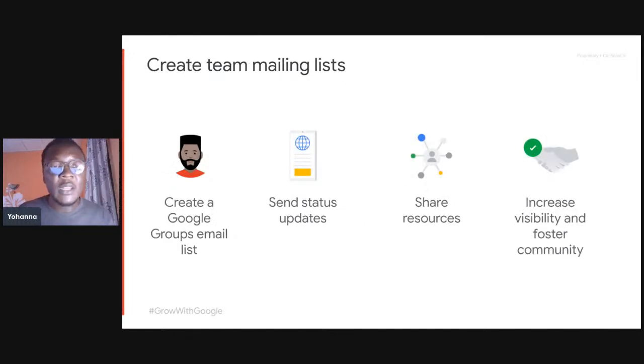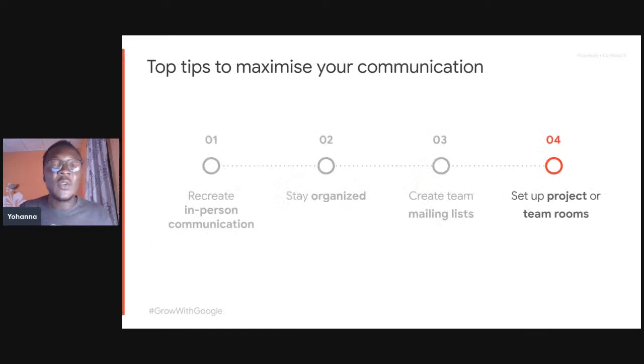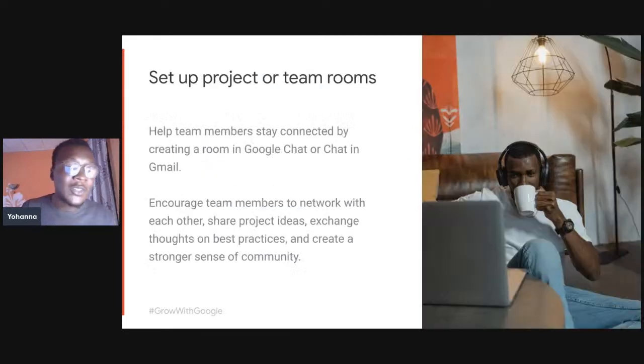Then create a team mailing list. A team mailing list can actually be created on Google Groups, in that particular G Suite or Google Workspace, as you may call it. Then you can send status updates and share resources with people based on the mailing list, right? So you cannot take a particular resource that is meant for the finance team and send it to the marketing team, or a particular resource that is meant for the marketing team and send it to the sales team, right? So it's very important you create a mailing list so that you ensure the right communication goes to the right individual.